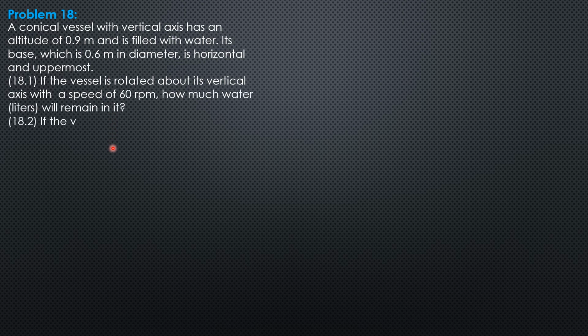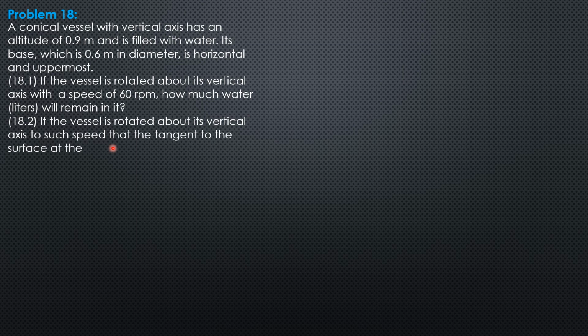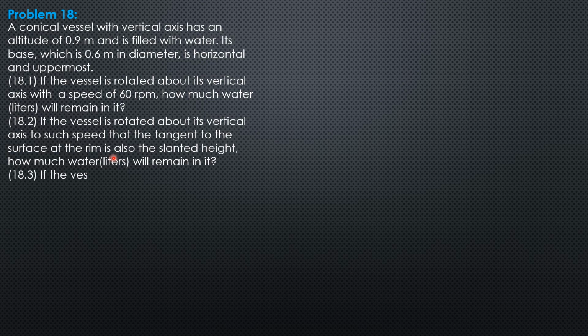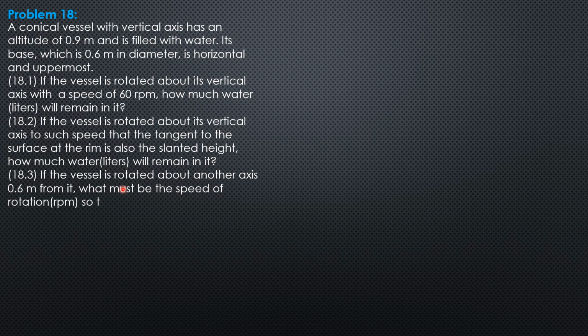If the vessel is rotated about its vertical axis with a speed of 60 revolutions per minute, how much water in liters will remain in it? If the vessel is rotated about its vertical axis to such speed that the tangent to the surface at the rim is also the slanted height, how much water in liters will remain in it? Then if the vessel is rotated about another axis 0.6 meter from it, what must be the speed of rotation in RPM so that the water poured into it will be entirely discharged by the rotative effect?